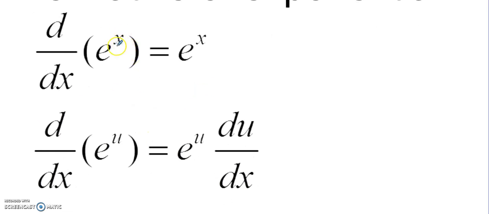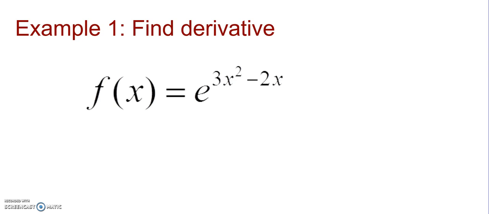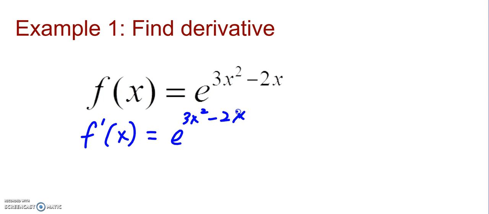Well, what if it's not just x, right? What if it's some other exponential function in terms of x? So then the derivative d dx of e to the u, where again, u is just some function of x, would be e to the u du dx. So let's look at that. If we want to find the derivative of f of x equals e to the 3x squared minus 2x, f prime of x is going to be e to the 3x squared minus 2x times the derivative of 3x squared minus 2x, which is going to be 6x minus 2. That's it.